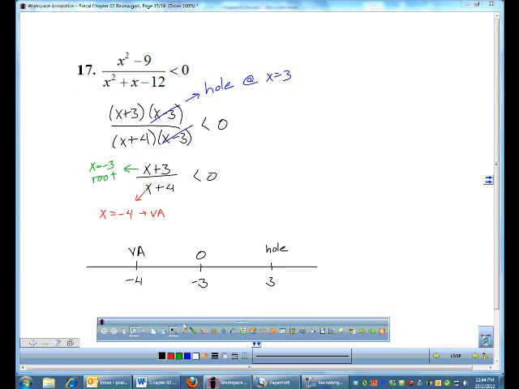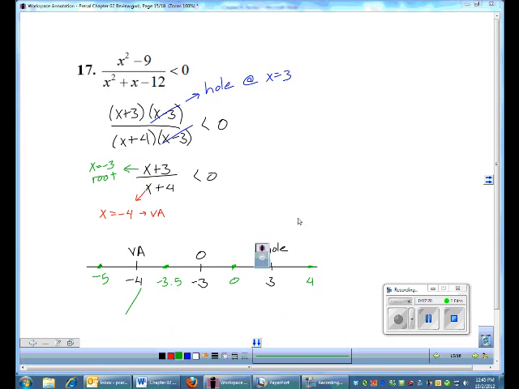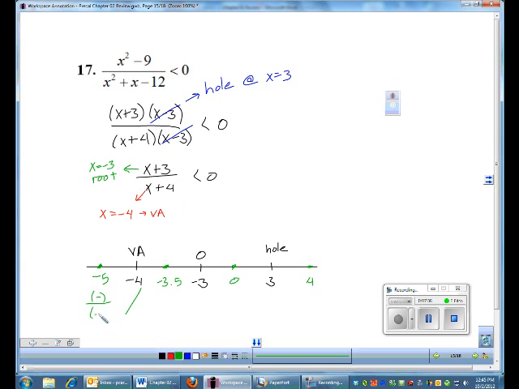Then we pick our test points. And I like to plug my test points into the reduced form. That's perfectly fine. Plug it into x plus 3 over x plus 4. If I plug in negative 5 plus 3, that'd be negative. Negative 5 plus 4 is negative. And 2 negatives give you a positive. If I plug in negative 3.5, now that's a little bit tricky one because negative 3, negative 4, I have to pick a decimal. Negative 3.5 plus 3 is negative. Negative 3.5 plus 4 will give you a positive number. So that's negative. If I plug in 0, 0 plus 3 is positive. 0 plus 4 is positive. 2 positives give you a positive.